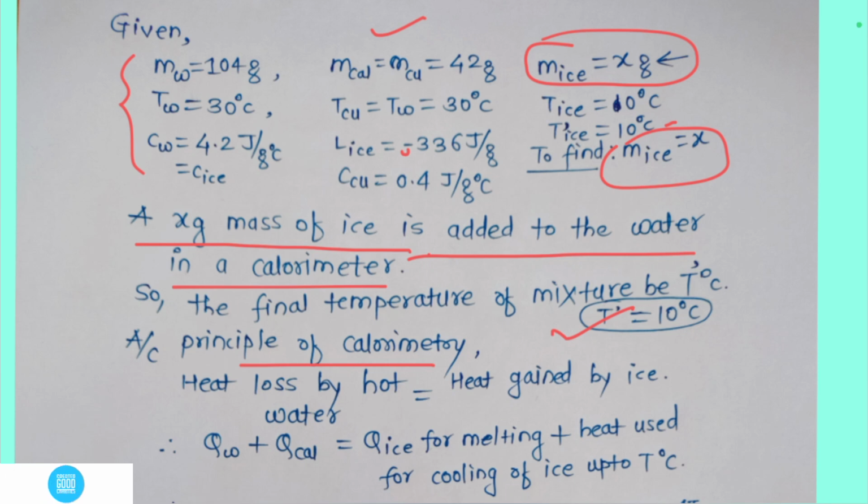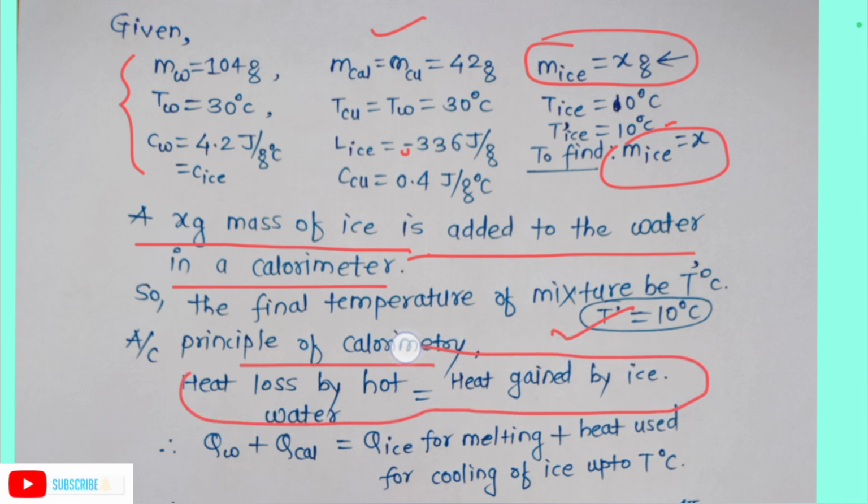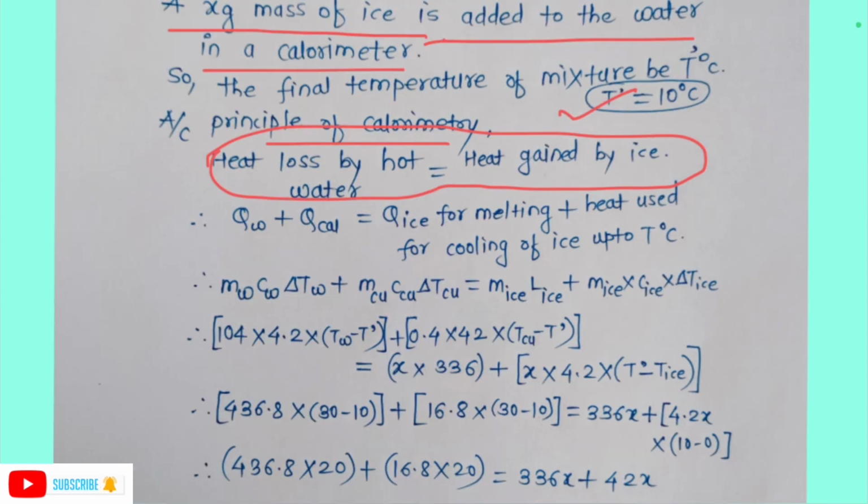So the principle of calorimetry says that the heat released or lost by the hot object is equal to the heat gained by the cold object. So there will be heat exchange between the water in the calorimeter and the ice. Okay, so from here we know that heat lost by the hot water will be equal to heat gained by the ice.